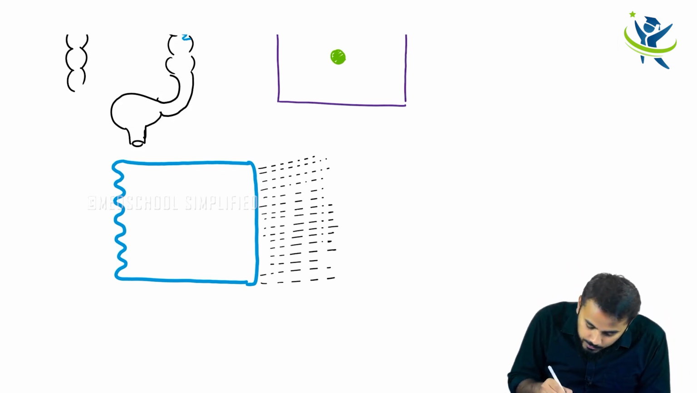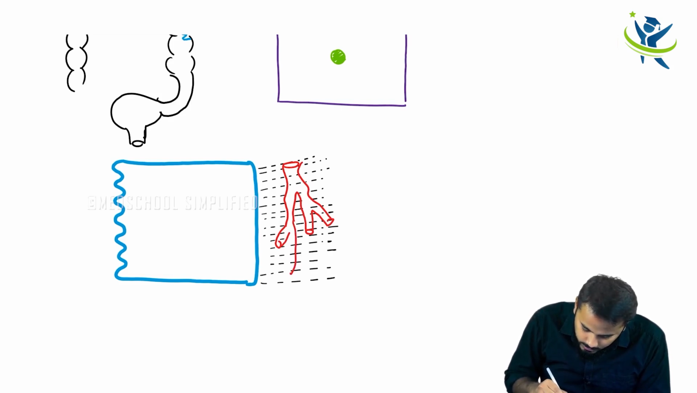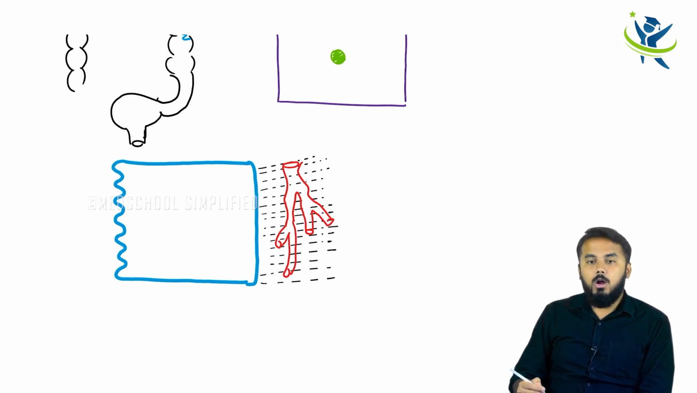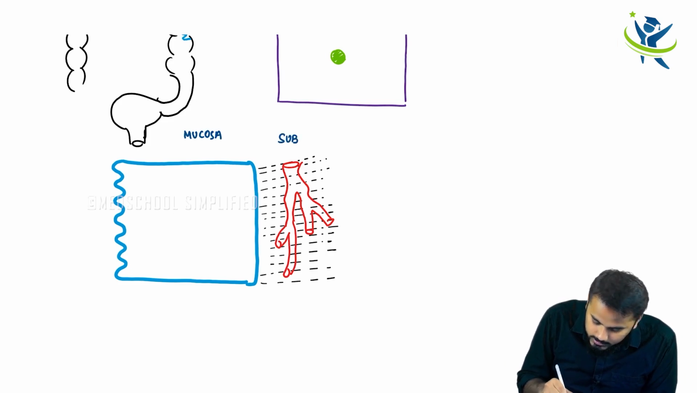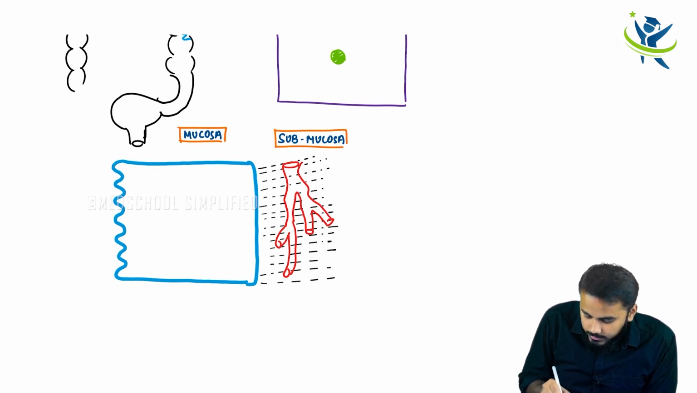What is the importance of the submucosa layer? Obviously, the submucosa layer has blood vessels like this, with extensive branching in this way. So what is this layer here? This is called the mucosa layer, and the next layer is called the submucosa layer, right? So we have our mucosa, and we even have our submucosa layer.